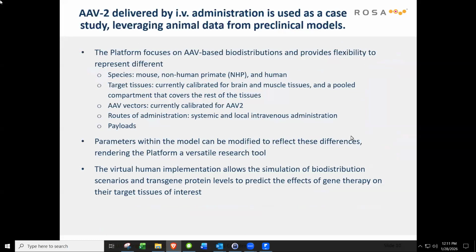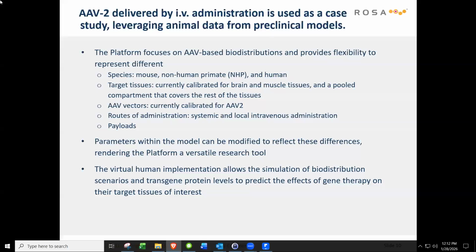Now, AAV2 is the serotype that we use for the case study. So the platform, in general, as we explained, is flexible. It focuses on AAV-based biodistributions in its current state, and it can cover different species, like, as we mentioned, mouse, non-human primate, and human. And in this particular study, we did the three of them.